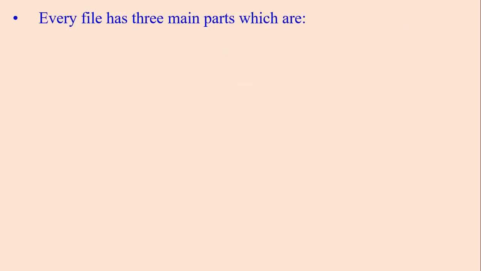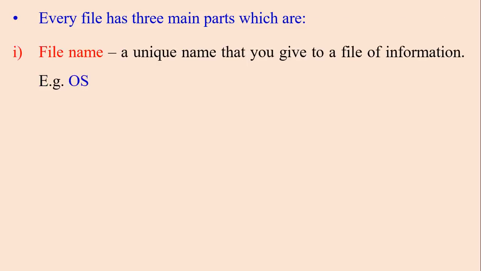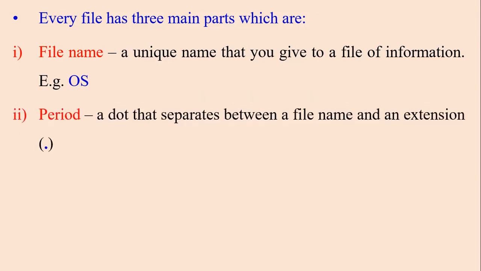Every file has three main parts, and this is the information that you use to be able to identify between a file and a folder, because it's only the files that contain these three parts. The first one is the file name. Now, the file name is common even for the folders. It is a unique name that you give to a file of information, for example, OS. The name of the file is followed by a period. A period is a dot that separates between a file name and an extension.